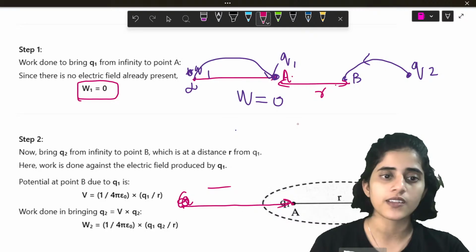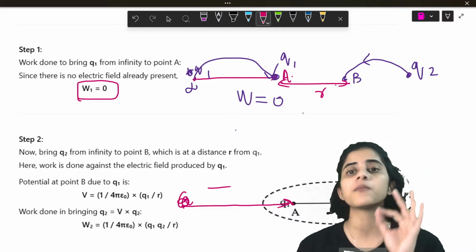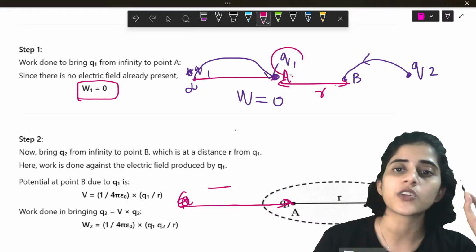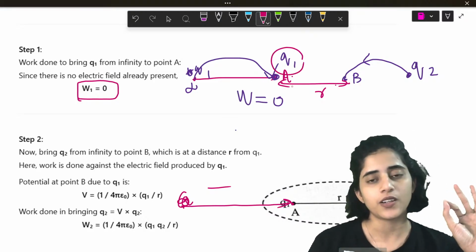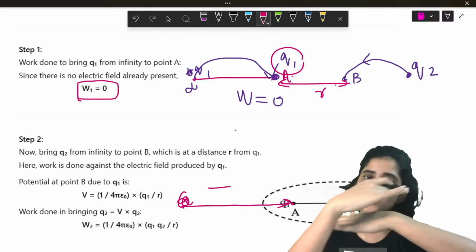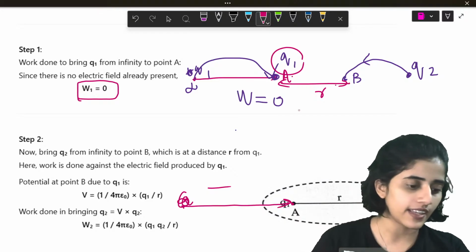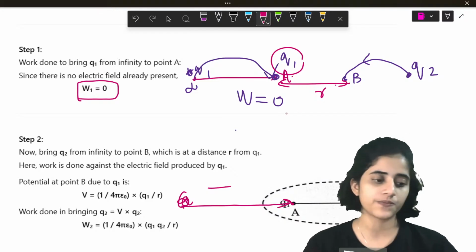Okay? So work is done against the electric field produced by Q1. If the electric field is in this direction, I am bringing my charge in the opposite direction. So work is done against the electric field.